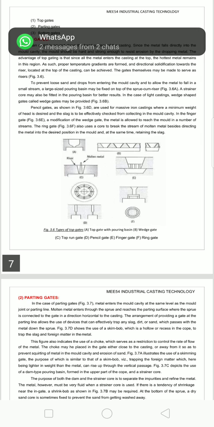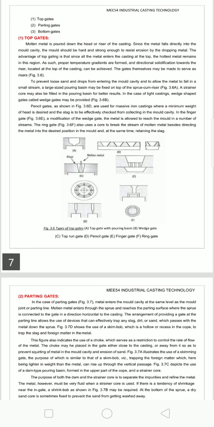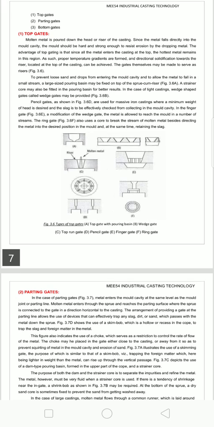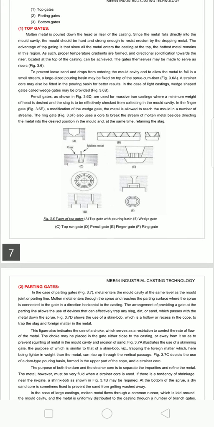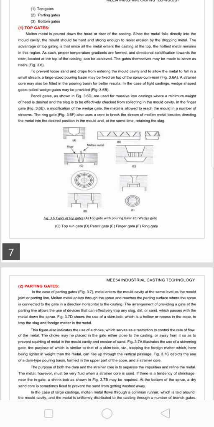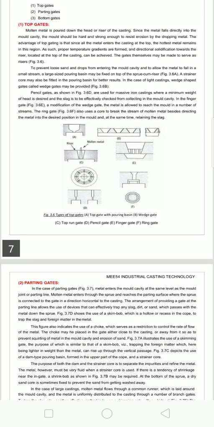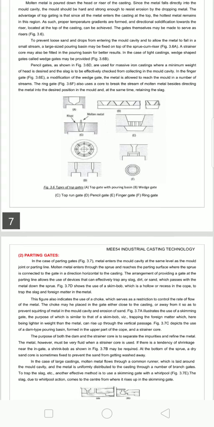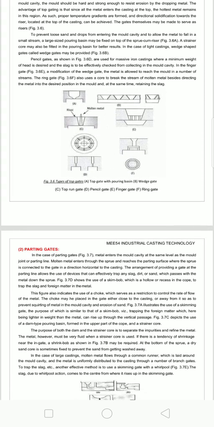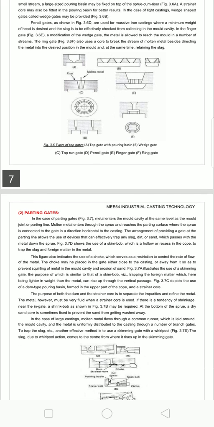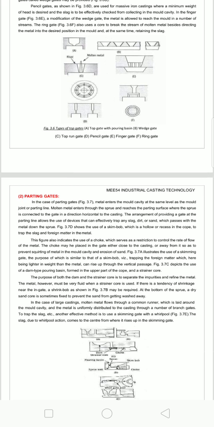In the finger gate, a modification of the wedge gate, the metal is allowed to reach the mold in a number of streams. And a ring gate also uses a core to break the stream of molten metal, besides directing the metal into the desired portion in the mold and at the same time retaining the slag. So all these come under top gating systems, and the different types of top gates are clearly shown in the picture.